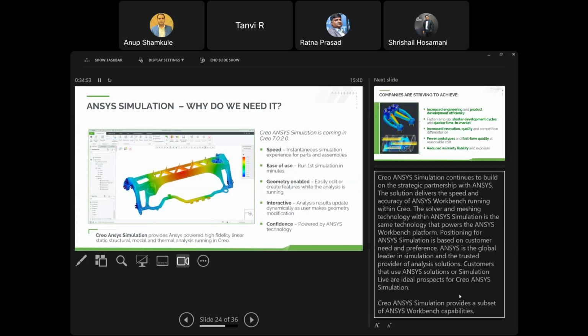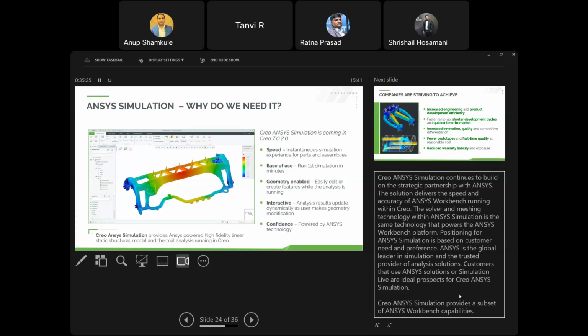So Creo Ansys, this product is actually developed in collaboration with Ansys. Which is basically the strategic partnership between Ansys and PTC. This helps you deliver the speed and accuracy of Ansys Workbench, which is actually running inside Creo, and the solver and meshing technology which Ansys simulation is using, the same technology powers this Ansys Workbench.